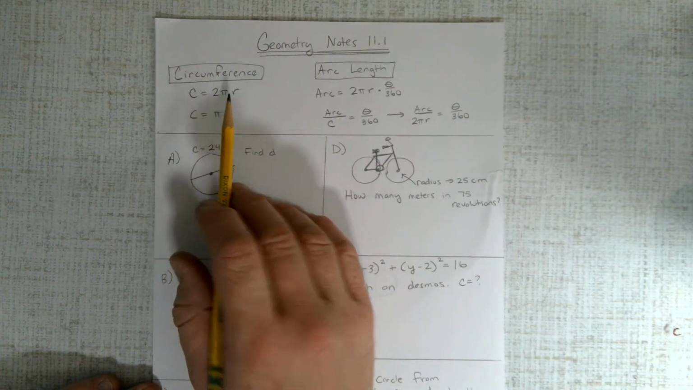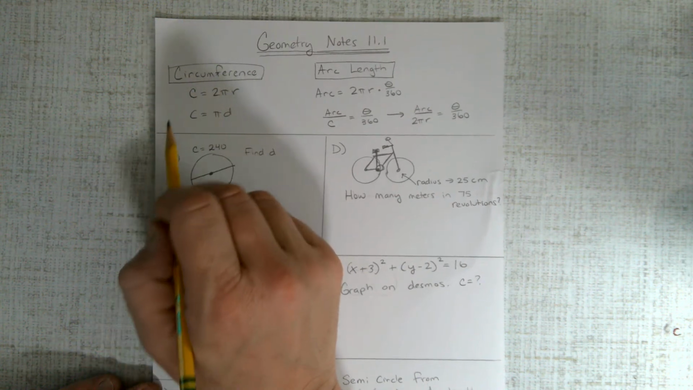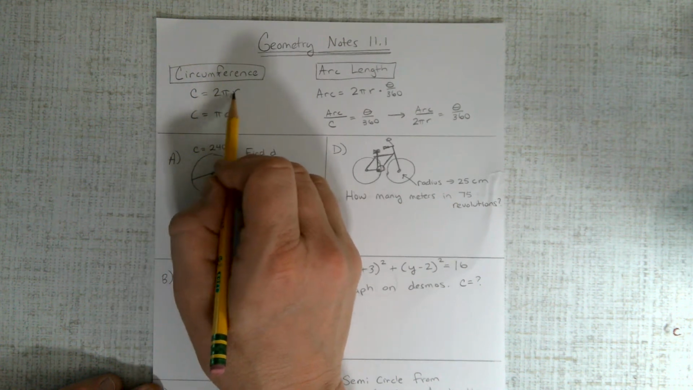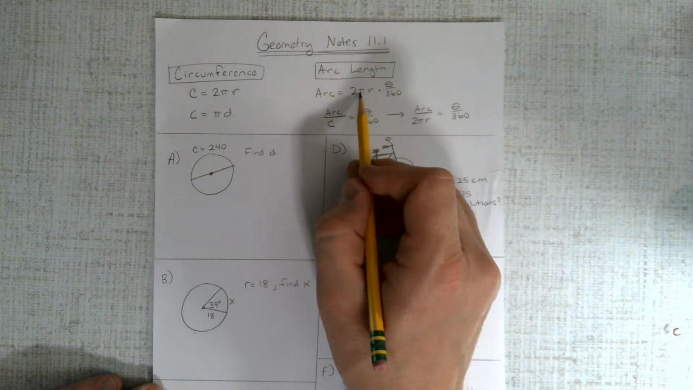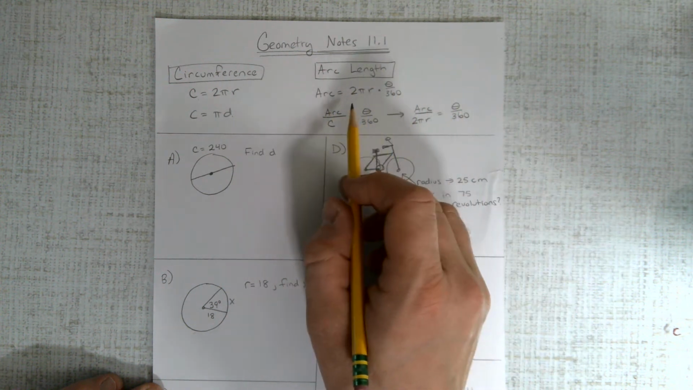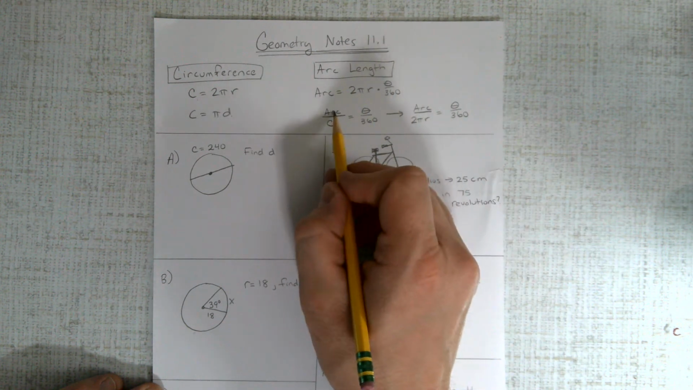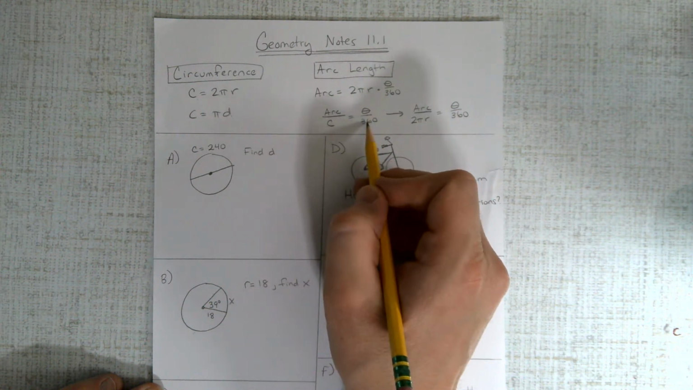We have a circumference problem here, and we have two formulas for circumference. Circumference is 2 pi r, or pi times the diameter. We have arc length, which is 2 pi r times this percentage. But we can also look at arc length a different way. The arc is part of the circumference, just like the theta is part of 360.